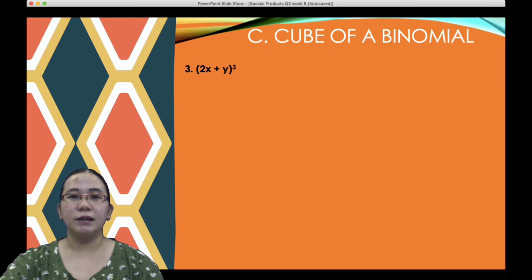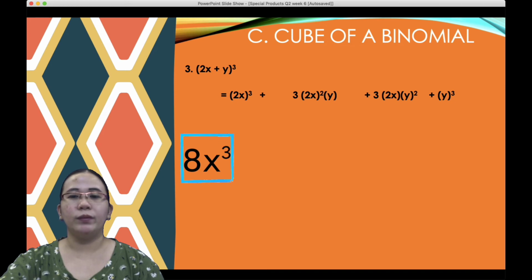Let us have the last example. The cube of the sum of 2x and y. Cube 2x is the first step. Tatlong beses natin i-multiply ang 2x. 2x times 2x is 4x squared times 2x is 8x cubed.